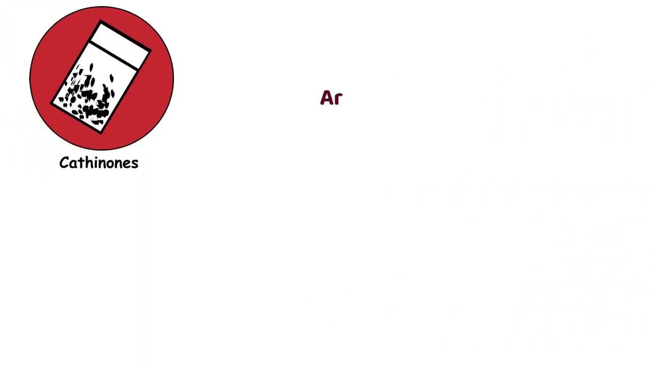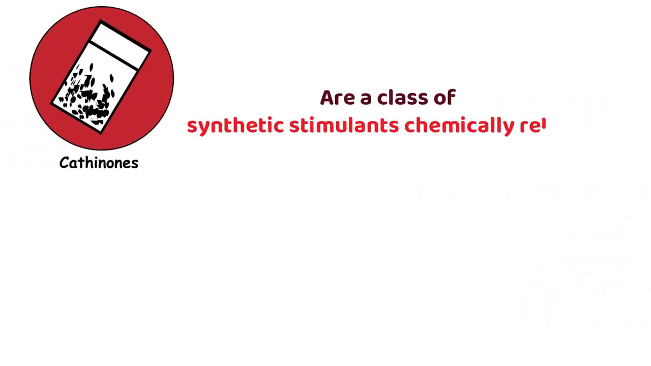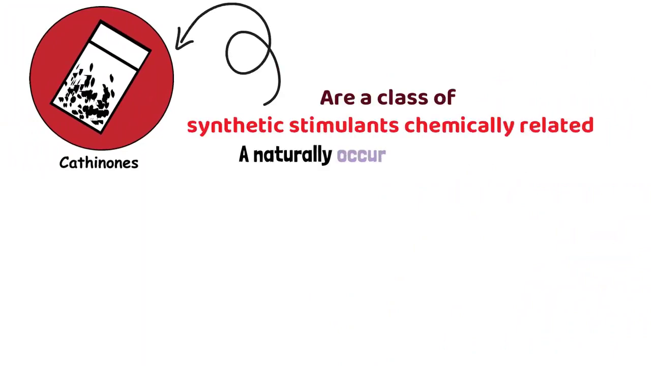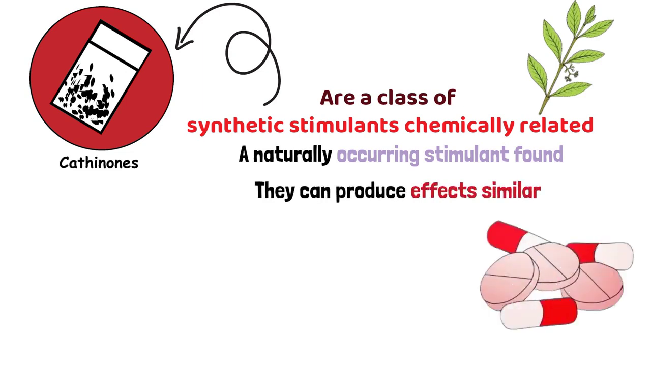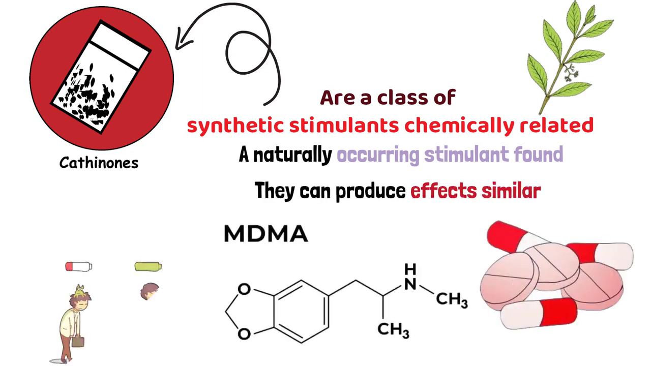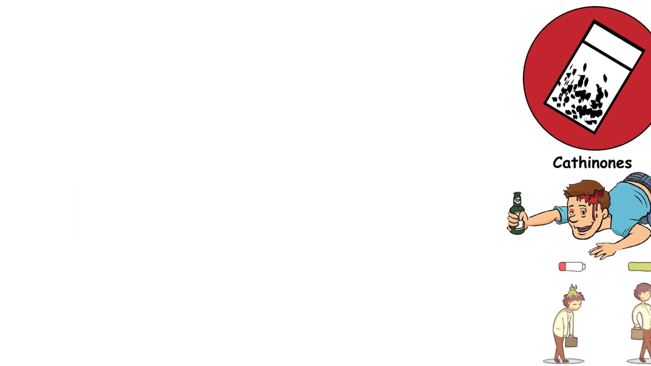Cathinones. Cathinones are a class of synthetic stimulants chemically related to cathinone, a naturally occurring stimulant found in the khat plant. They can produce effects similar to amphetamines and MDMA, including increased energy and euphoria.